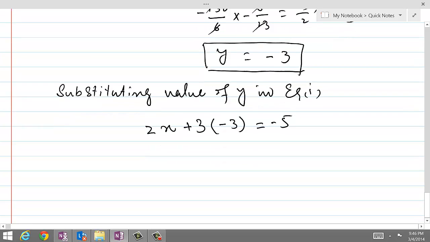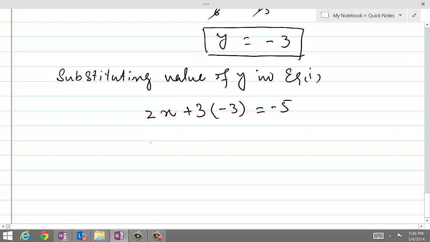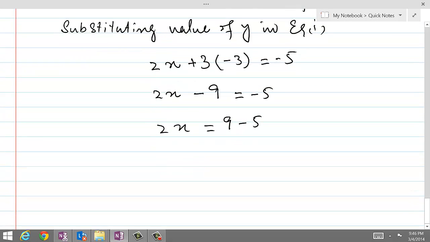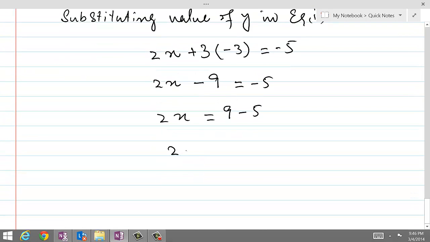So now there is only one variable x, and here we will have 2x, and 3 times minus 3 will become minus 9 equal to minus 5. 2x will be on one side and minus 9 on the other side will become plus 9 minus 5, and this will become 2x equal to 4, and if we divide both sides by 2, this will give us x equal to 2.